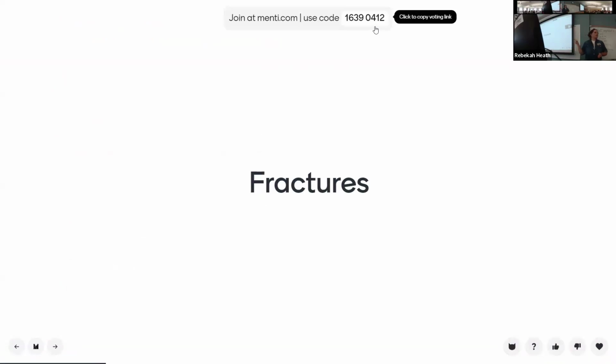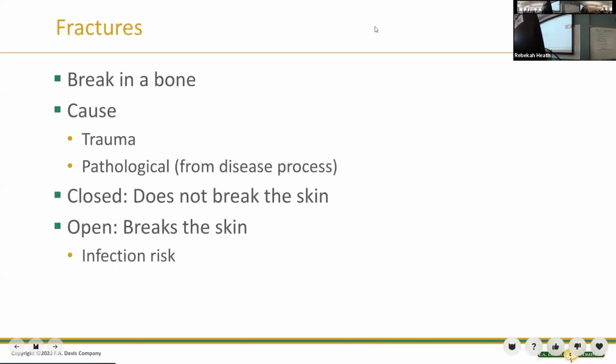Fractures. What's a fracture? Right. Yeah, it's a break in the bone. So there's a lot of different types of fractures. They can be caused by trauma, which is what usually we think of, right? We think about, what's the way you get a fracture?